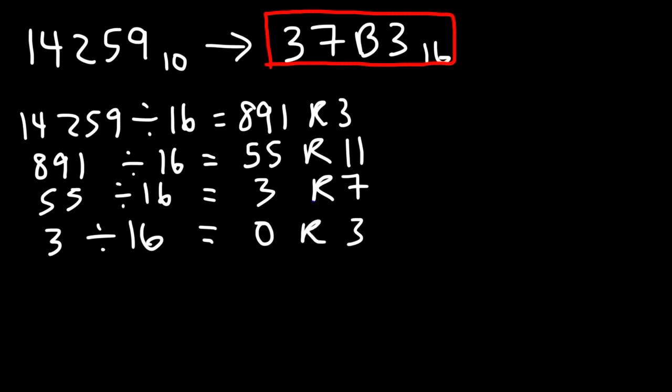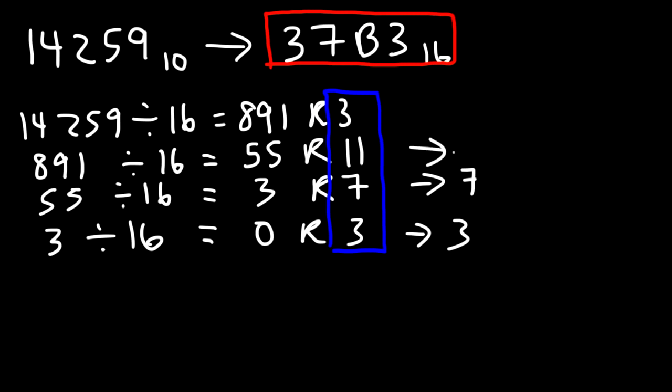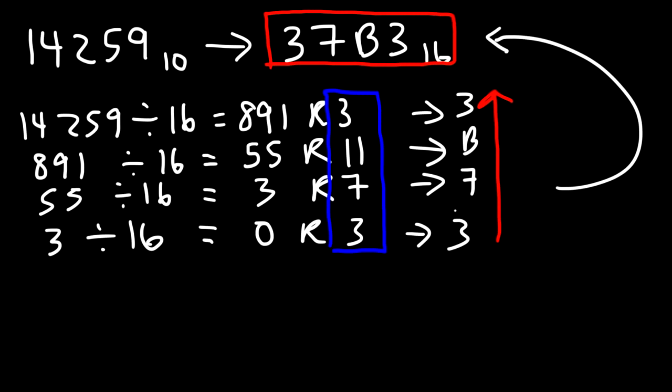Now let's convert the remainder values to hexadecimal. So 3 corresponds to 3, 7 corresponds to 7, 11 corresponds to B, and then 3 corresponds to 3. So writing it in this order, we can see that it's going to give us this again: 37B3. And so that's how you can convert a decimal number to a hexadecimal number using both techniques.